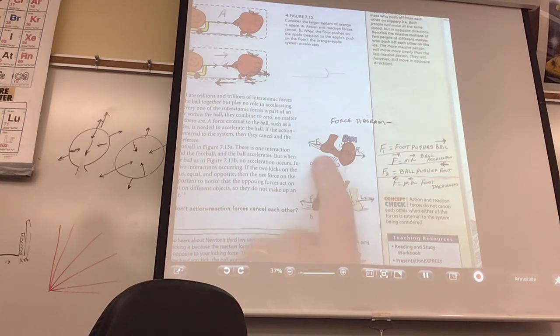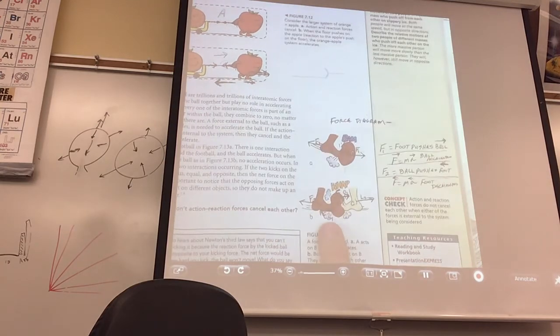Go ahead, Ryan. Do it again. F2. The ball pushes the foot to the left. Yes. That was easy, wasn't it? All right. Everybody got that? All right, Maggie, down here. I'll do the first one for you. F1 is dark foot pushes ball to the right. F2, football pushes dark foot to the left.